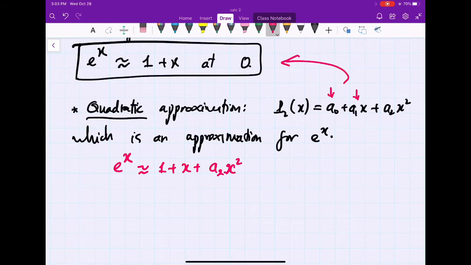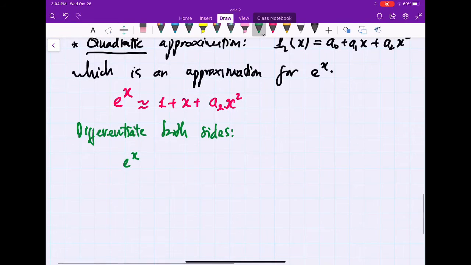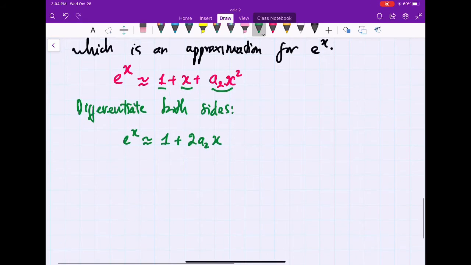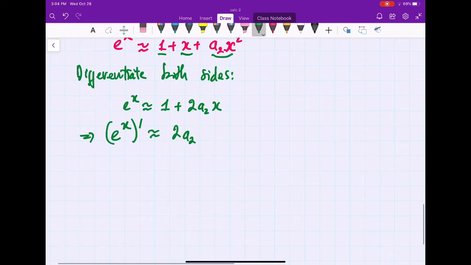So how to find a2 in this situation? All right. So since we have this approximation, I might differentiate both sides. Okay, if I differentiate both sides, so I have the following one. e to the x, the left hand side, is again approximately equal to 1 plus 2a2x. Is it right? Because the derivative of 1 is 0, the derivative of x is 1, the derivative of a2x squared is 2a2x. But we still don't have a2, right? Since this is true for every x, I differentiate one more time, right? It is approximately equal to 2a2 for every x.